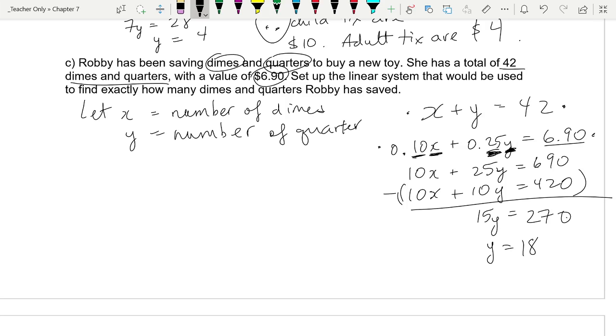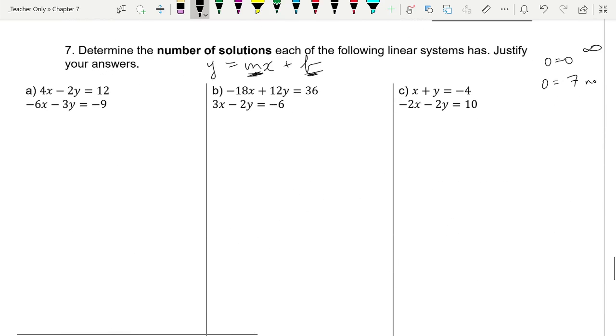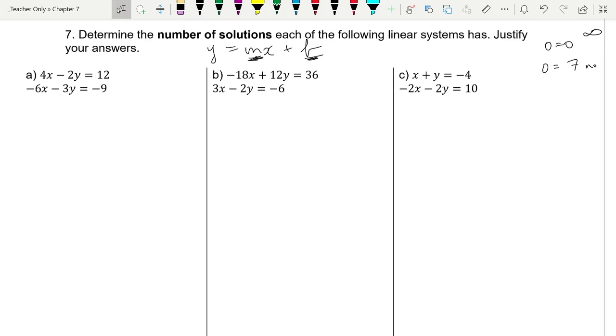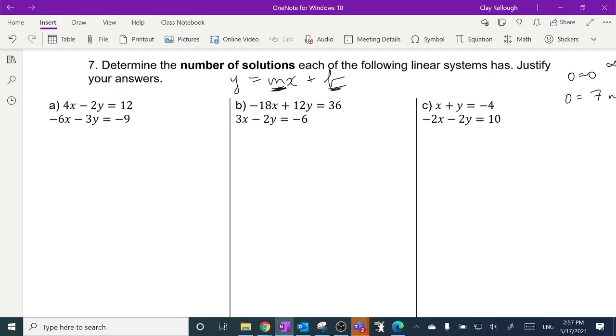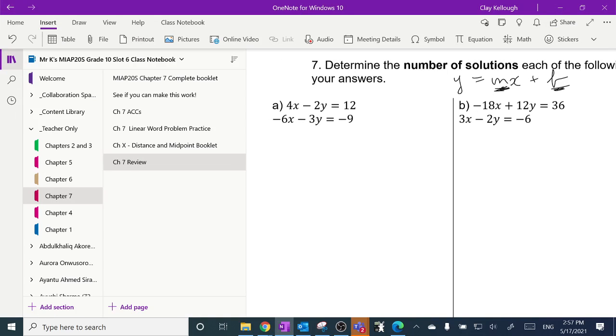Okay, anything else from the Chapter 7 review? All right, let's move on. How'd the Chapter X review go? The test is like 30 marks or so of Chapter 7, and then there's only 6 marks of Chapter X. So Chapter X is a bit of an afterthought.